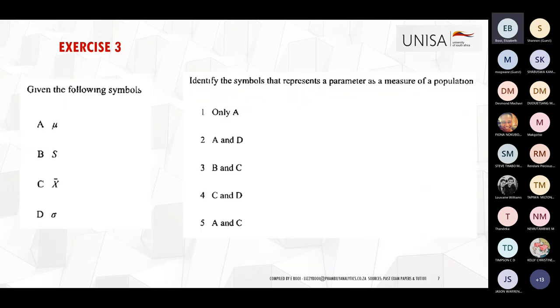Okay. Let's look at exercise three. It says, given the following symbols, we have A, mu, B, S, C, X bar, and D, sigma. Identify the symbols that represent a parameter as a measure of a population. They also give us what a parameter is: it's a measure from the population. So from A, B, C, and D.